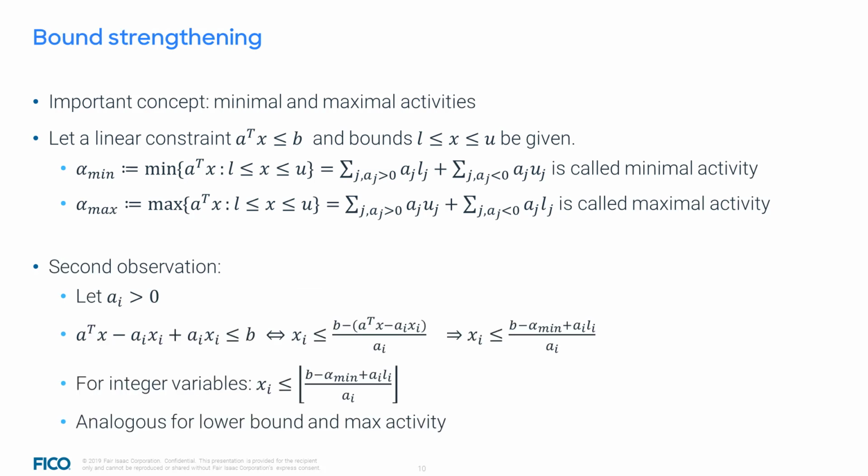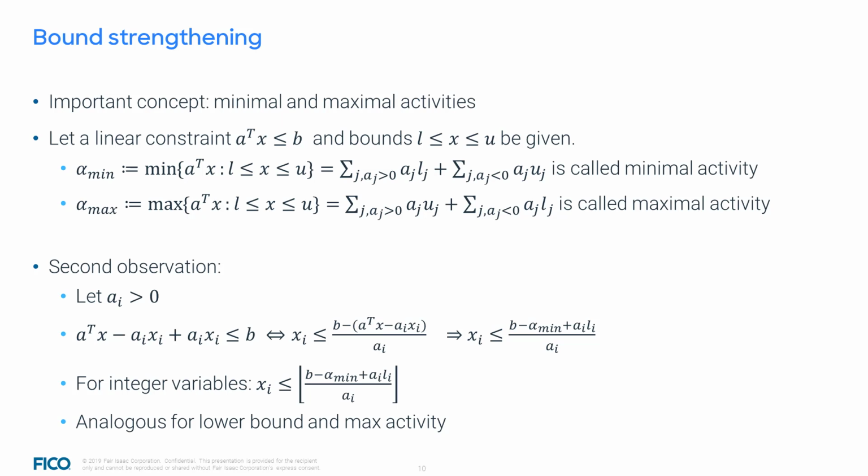These two quantities can also be used to strengthen the bounds of each variable. Let us establish this reduction. Let xi be the variable for which we would like to strengthen the bound. We assume ai to be positive, the negative case is analogous. The first step for this proof by construction is to add a 0. We take the constraint, a transpose x less than or equal to b, and we add and subtract the quantity ai xi to the left-hand side.